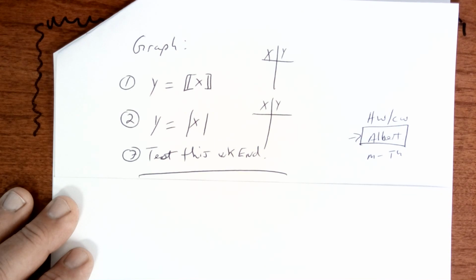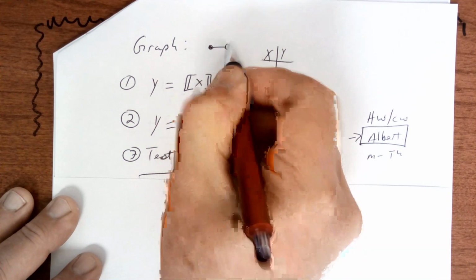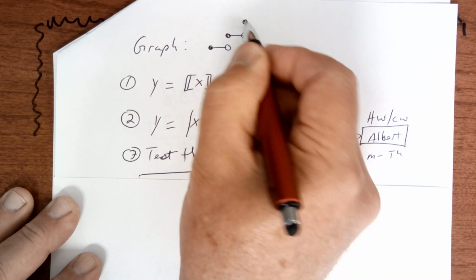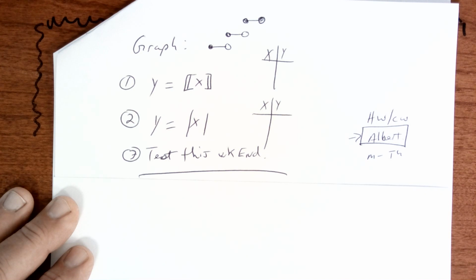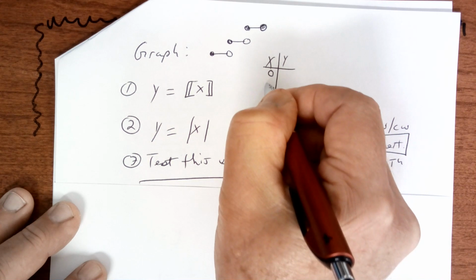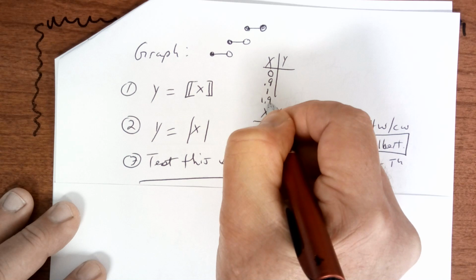Let me see if I can focus it a little better. All right, so this one right here we know is a step, and a step looks something like this. So go ahead and draw that. So we know that's the way it looks. Okay, open on that one. So we're going to put some points in here. Let's start with 0. Let's go to 0.9. Let's go to 1. Let's go to 1.9.